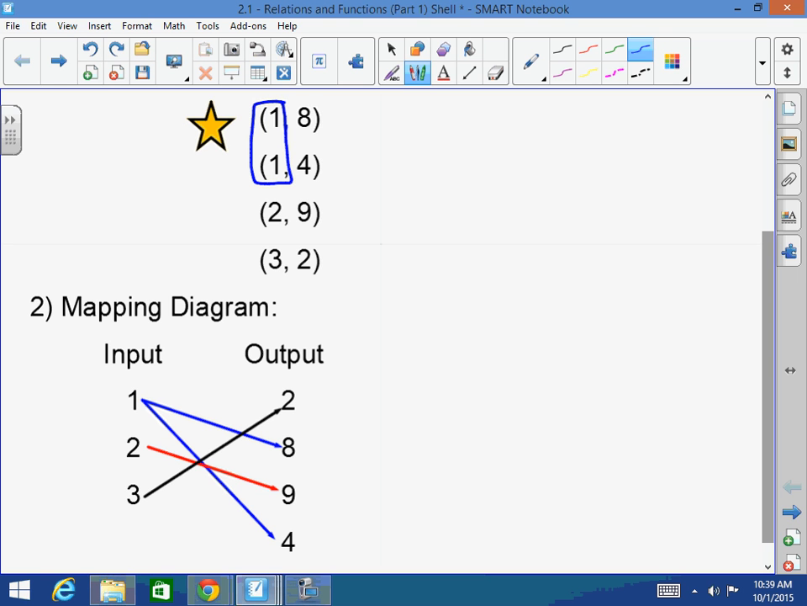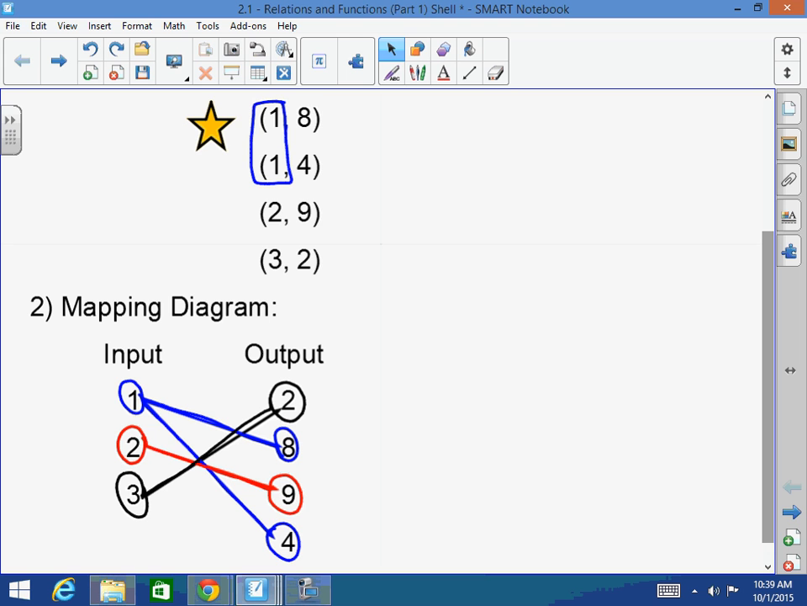So in this particular case, the input value of 1 renders an output of 8 and an output of 4. In this particular example, the input of 2 renders or gives you the output of 9. In this particular example, the input of 3 renders or gives you an output of 2. Does that make sense, guys?